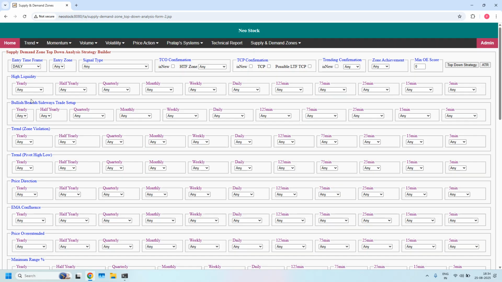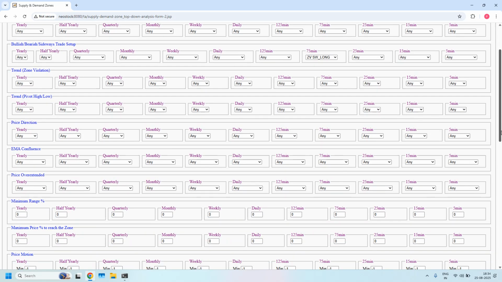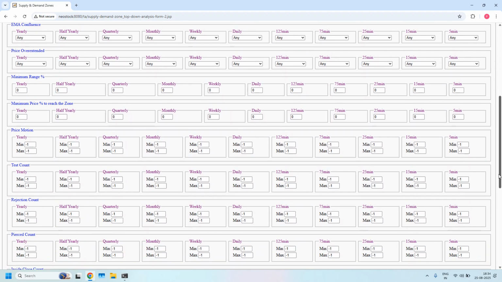So weekly income trade sideways long trade setup, entry time frame 75 minutes, entry zone, demand zone. Here bullish or bearish or sideways at 75 minutes, I am selecting sideways long. Zone achievement violated opposing zone, minimum odd enhancer score 11 for sideways, and also 75 minutes demand zone should not be pierced. We don't want pierced zone.